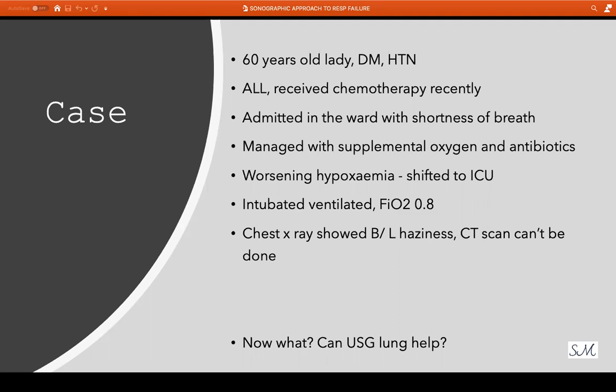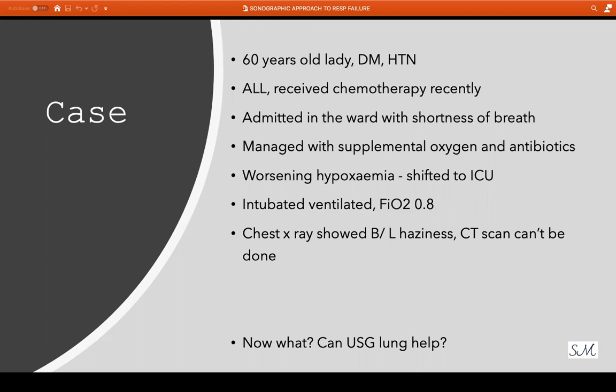A 60-year-old lady, known case of diabetes and hypertension, on medical management and reasonably under control. She has underlying acute lymphoid leukemia, for which she has received chemotherapy recently. Now, she was admitted to the ward with shortness of breath. Initially, she was managed with supplemental oxygen and antibiotics as per hospital protocol. With worsening hypoxemia, the patient was shifted to ICU. She got immediately intubated and ventilated, now requiring FiO2 of 0.8 to maintain saturation around 92.